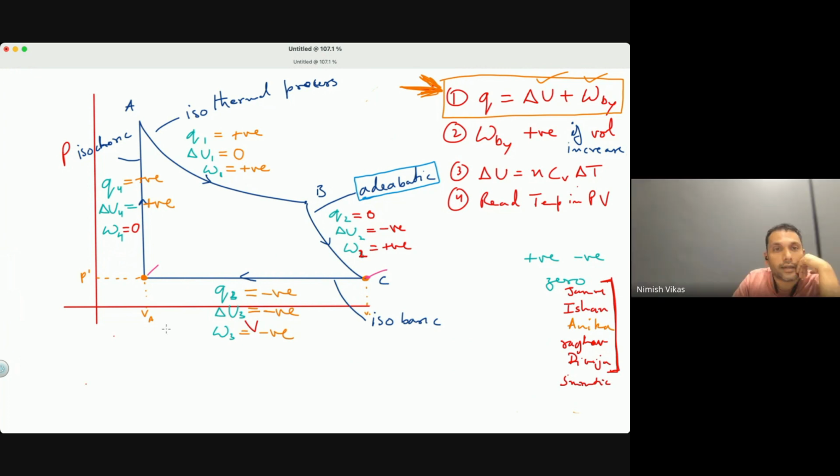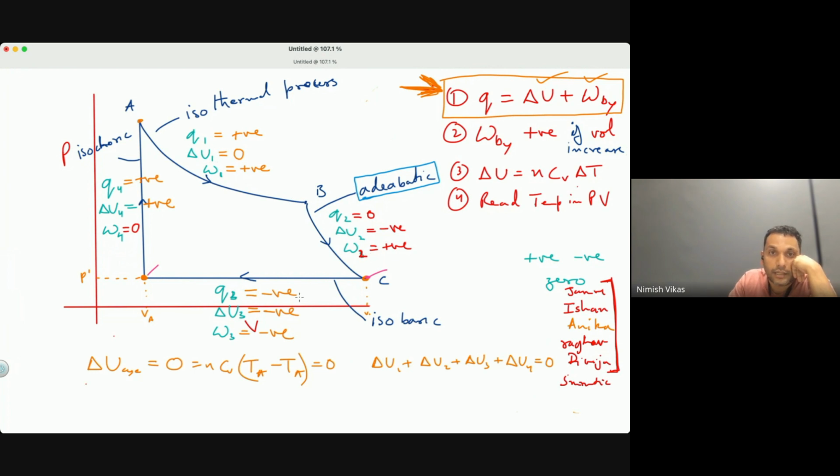Now, delta U of the whole cycle will be equal to 0 because it comes back to the same temperature. Because TA minus TA is equal to 0, and CV into TA minus TA is 0. That means delta U1 plus delta U2 plus delta U3 plus delta U4 is equal to 0. If there are some positive U's, then there has to be some negative U's. In this we have seen only one positive U, which is this one, and two negative U's, right?